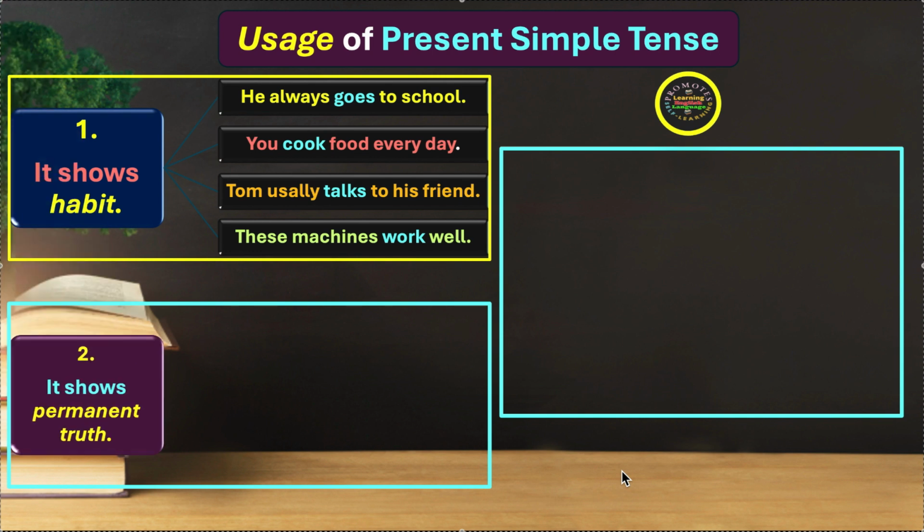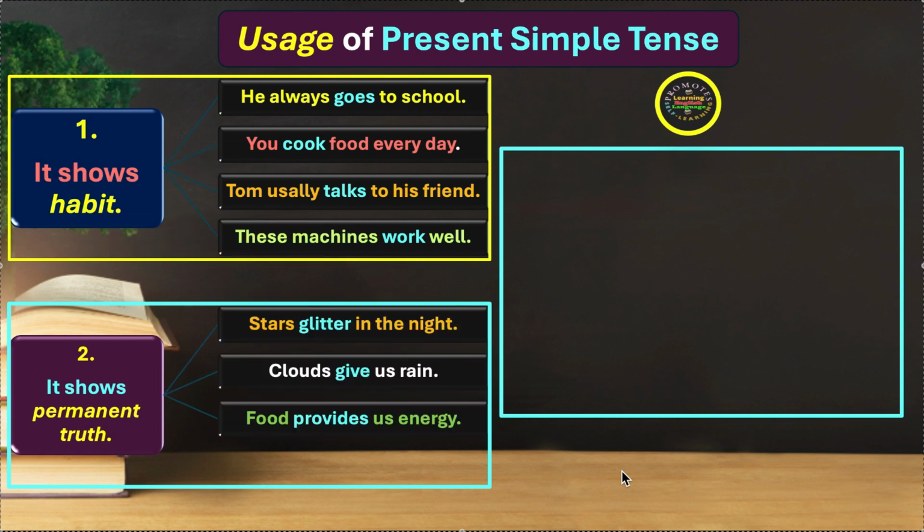Now we have the second rule. Present simple tense shows permanent. How? Let's see the examples. Stars glitter in the night. Clouds give us rain. Food provides us energy, and the sun gives us light. All these sentences refer to permanent truth. Sometimes we call it universal truth: truth accepted or acknowledged by people all over the universe.